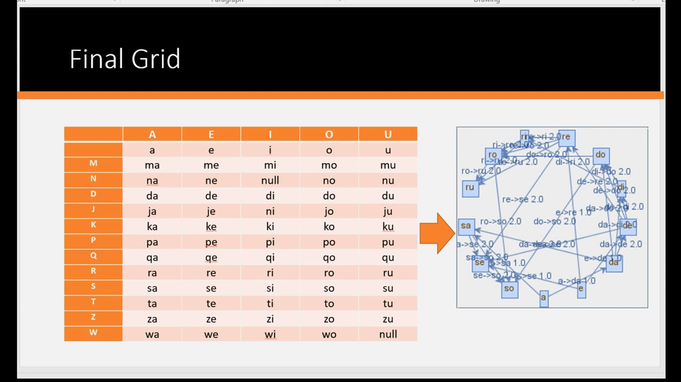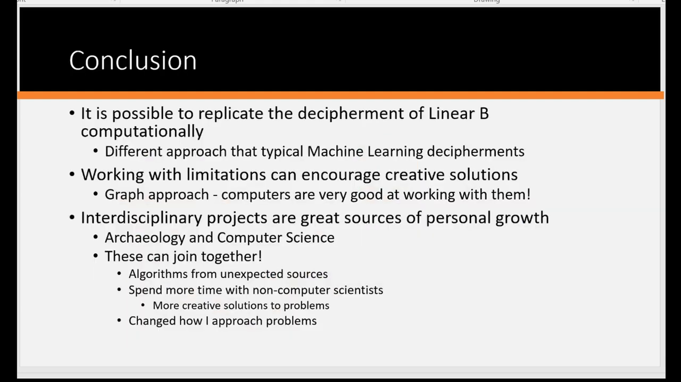So there are some mistakes in here. For example, we've got some null values. That one's in the wrong place. But fundamentally, because computers are great at dealing with graphs, it's an excellent way to look at this problem in a really computational fashion. So in conclusion, you can do it.